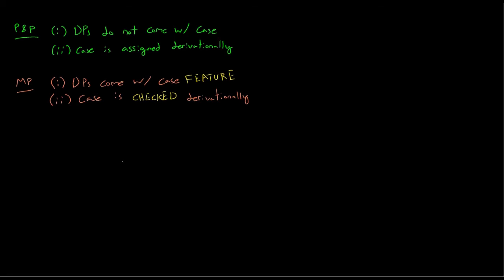So in the last video, we saw that the principles and parameters approach adopted these two assumptions when it comes to explaining case assignment phenomena. First, that DPs do not come with case, and second, that case is assigned derivationally. In MP, on the other hand, we ask, well, what happens if we assume instead that DPs do come with a case feature, and that case is not assigned, but is rather checked derivationally?